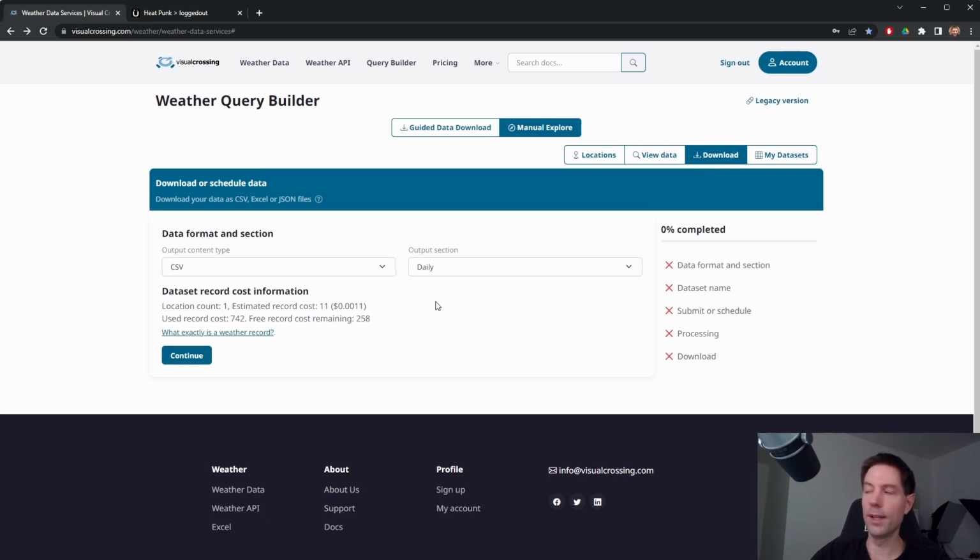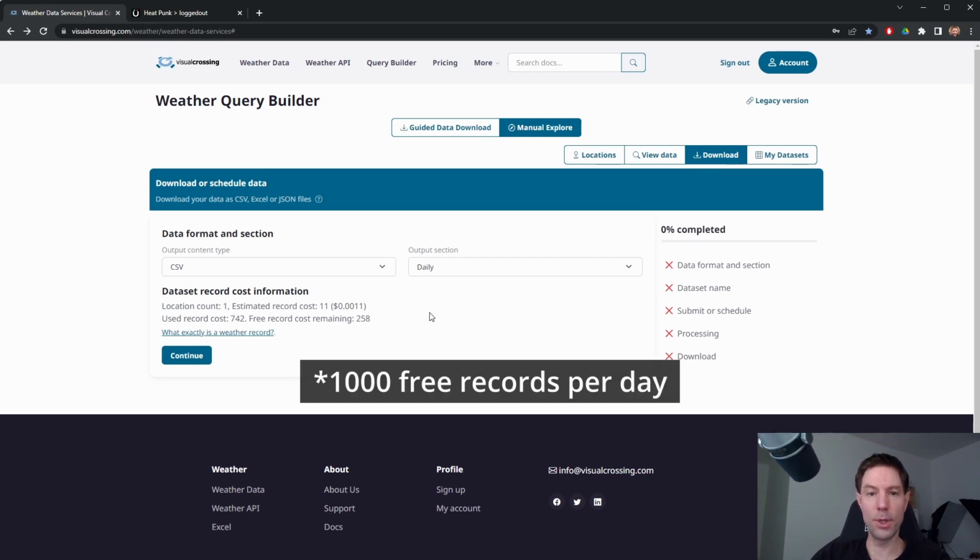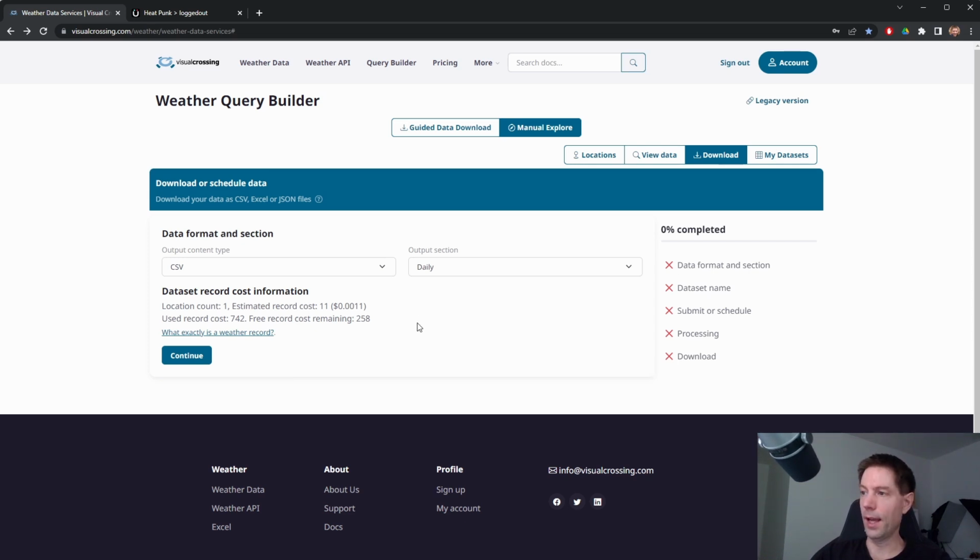download a CSV file. The only limit to this is that you can only download 1,000 days per day, as it were. So you can download 1,000 records per day. Each record is 1 day's worth of weather data. So what I've been doing is I've been going back 2 years at a time, gathering 2 years worth of historical data, and gradually adding them to my data set. What I've been able to do is build up 20 years of historical data.